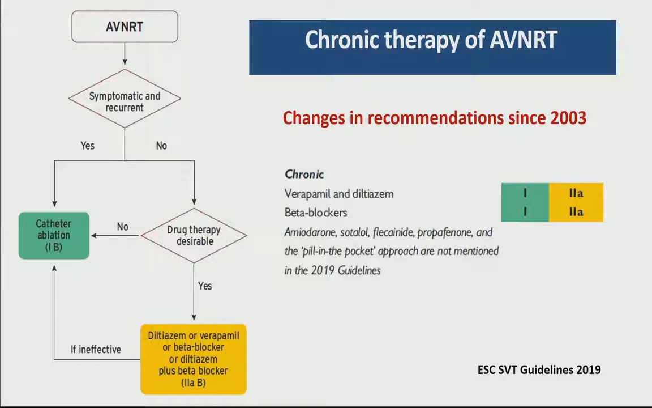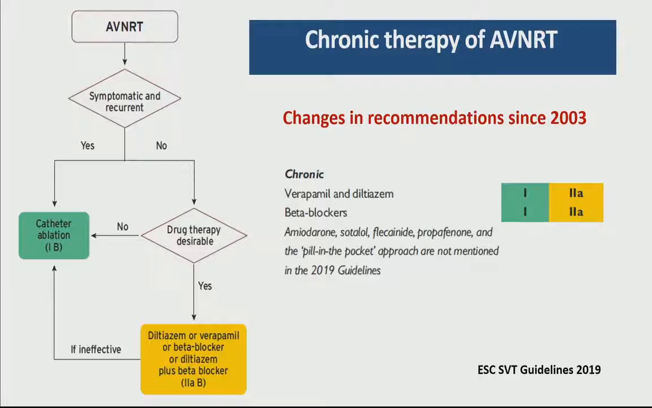But the big thing is that in SVTs, catheter ablation has been given so much more prominence, and rightly so. So if you have symptomatic recurrent symptoms from what is likely to be AVNRT, catheter ablation is the way to go. And if patients don't want catheter ablation, then you can consider calcium channel blockers or beta blockers. What's interesting is that those drug categories have been downgraded from 1 to 2A. And actually, these drugs, amio, sotalol, flecainide, propafenone, and a pill-in-the-pocket approach are not even mentioned in the latest guidelines.